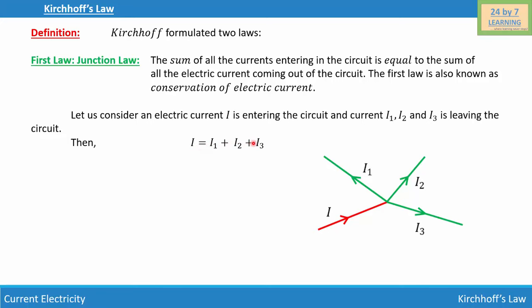The reason is that whatever current enters the circuit, only that amount of current can leave the circuit. So in this case, the sum of all the outgoing currents, which is basically I1 plus I2 plus I3, is equal to the incoming current I.